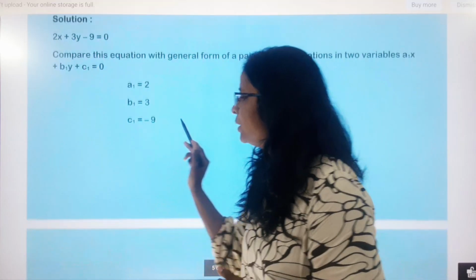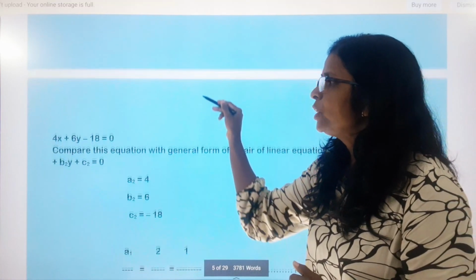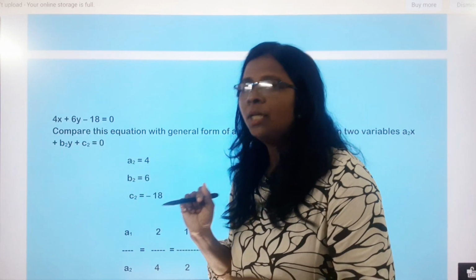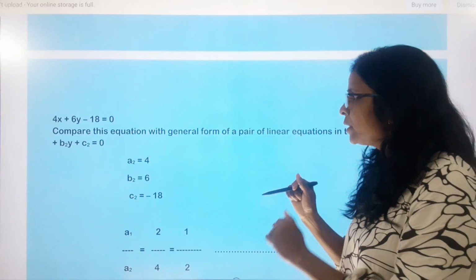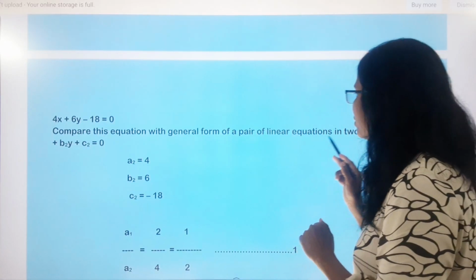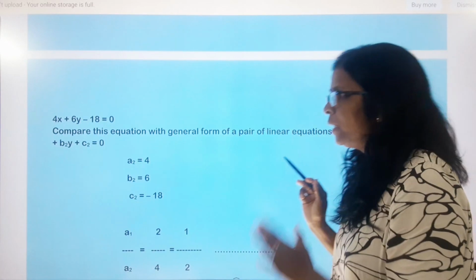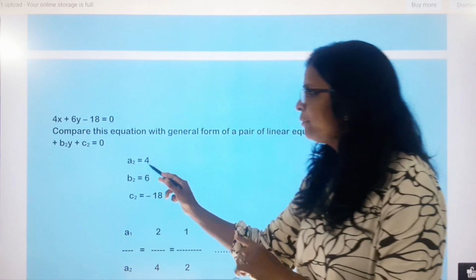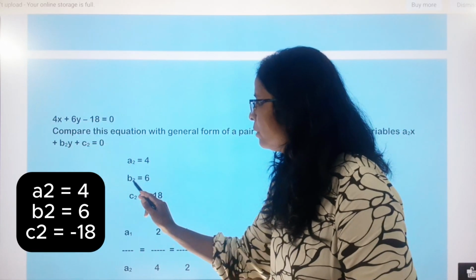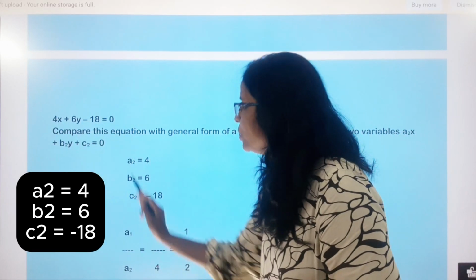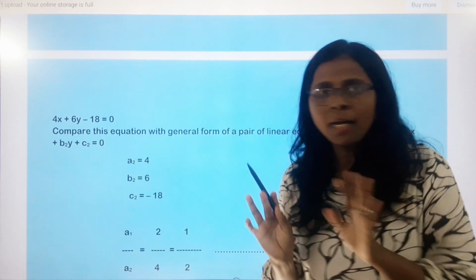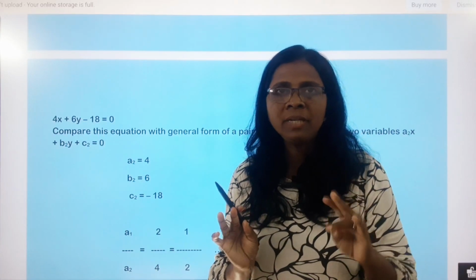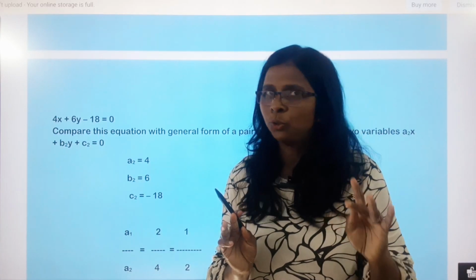Now the second equation is 4x plus 6y minus 18 is equal to 0. Compare this equation with the general form of a pair of linear equations in two variables, a2x plus b2y plus c2 is equal to 0. So therefore a2 is equal to 4, b2 is equal to 6, c2 is equal to minus 18. Now our first job is completed: to find out the values of a1, b1, c1, a2, b2, c2.